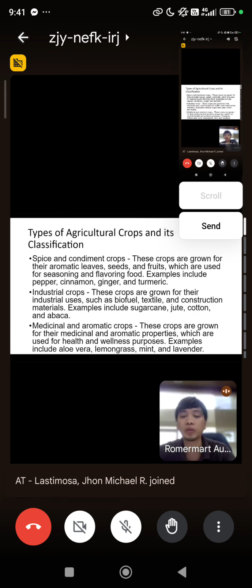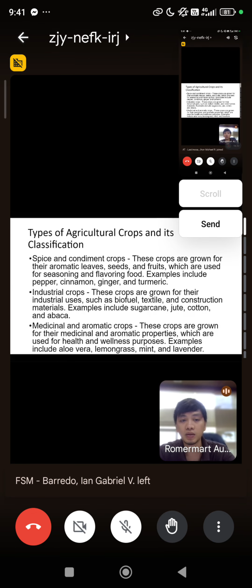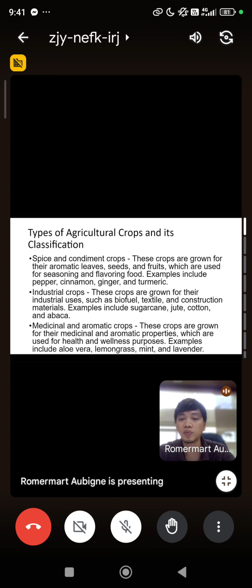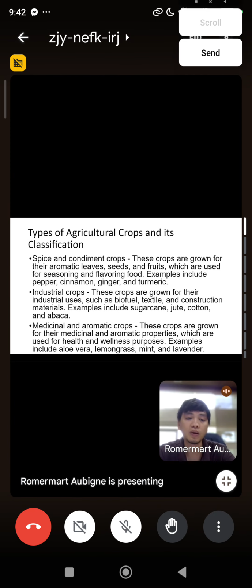Another type of agricultural crops is the classification of spice and condiment crops. These crops are grown for their aromatic leaves, seeds, and fruits, which are used for seasoning and flavoring food. Examples here are pepper, cinnamon, ginger, turmeric.